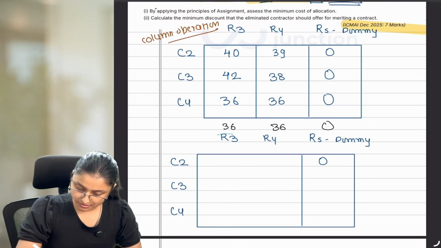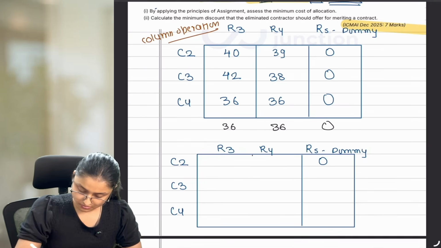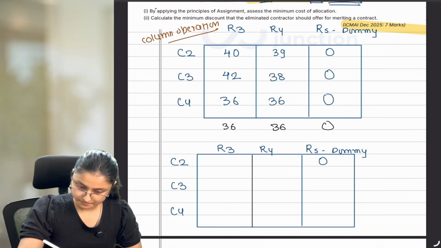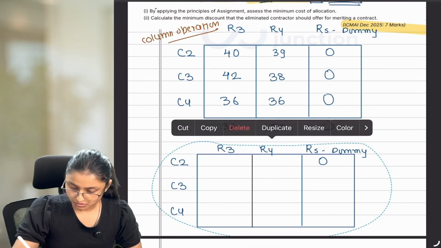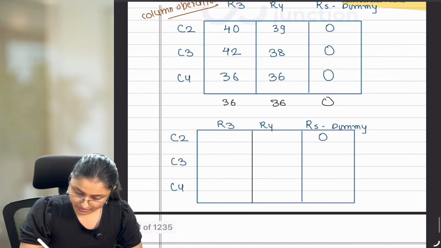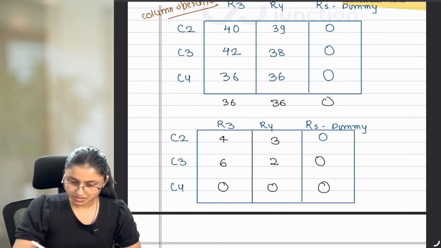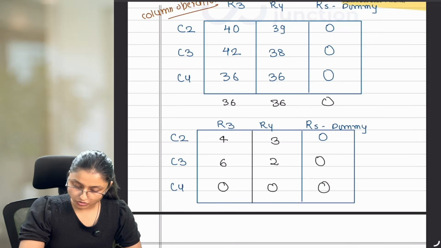Now in this table, we'll do our row and column scanning. But before that, let's write the correct values, which is 4. Here we have 6 and then 0. 3, 2, 0, 0, 0. Okay? Now after this, we can do row and column scanning.